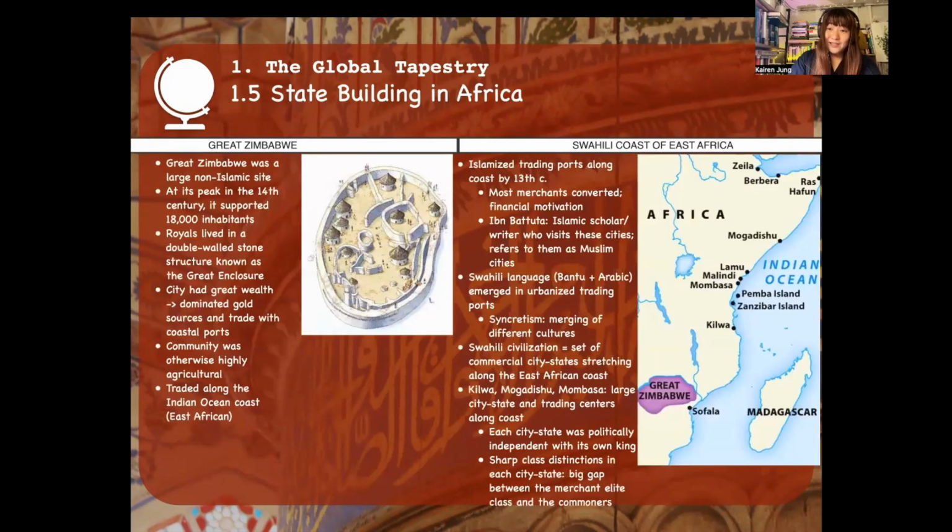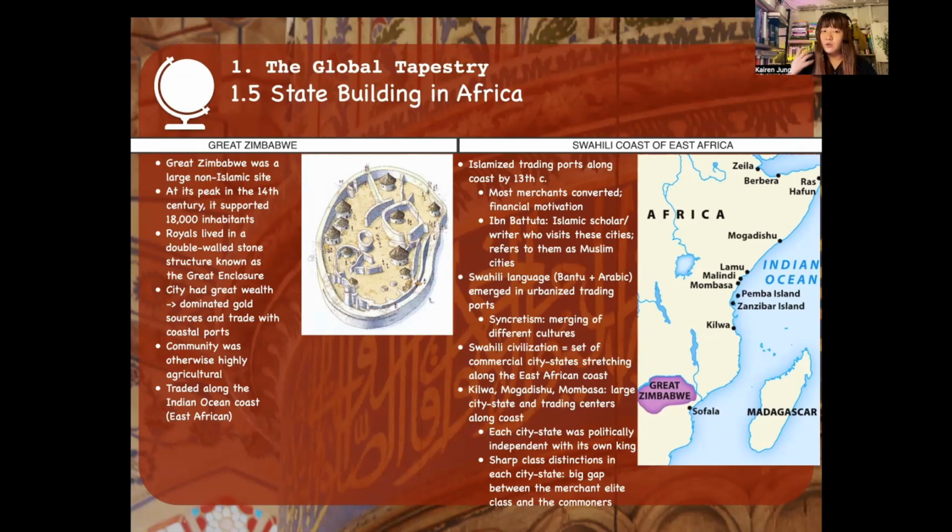Now let's look at Great Zimbabwe and East Africa, particularly the Swahili coast. Great Zimbabwe was a very large non-Islamic site, and at its peak in the 14th century, it supported 18,000 inhabitants. Royals would live in a double-walled stone structure known as the Great Enclosure. The walls are very, very thick, thicker than most houses are today. The city was very, very wealthy.